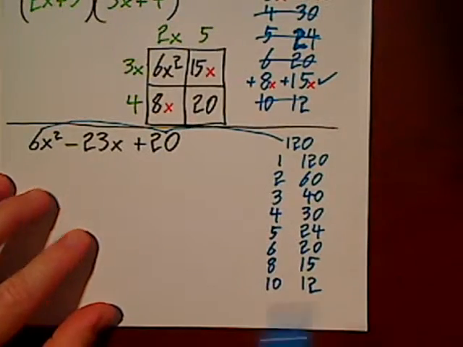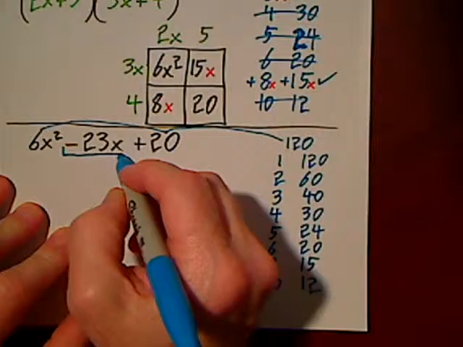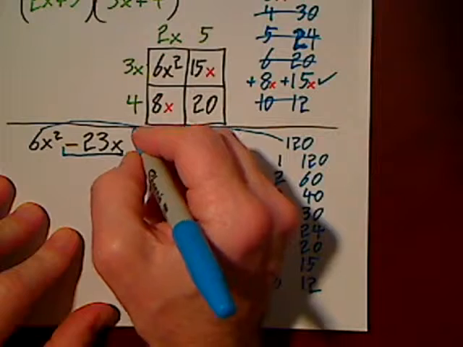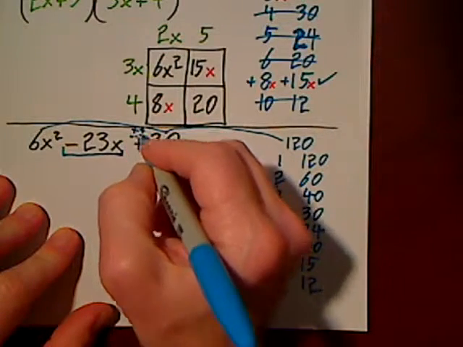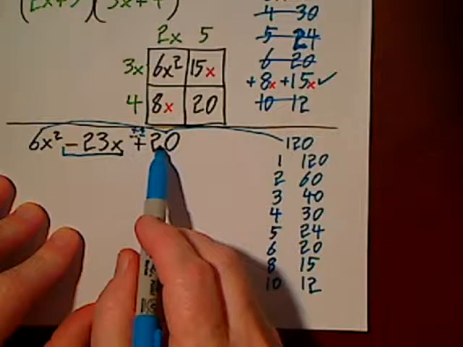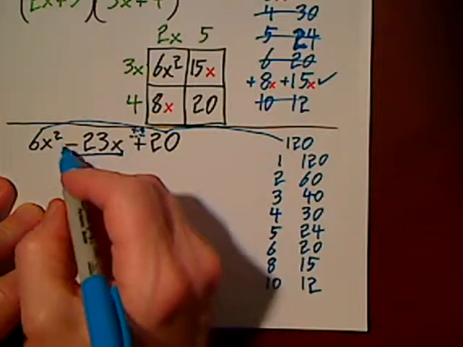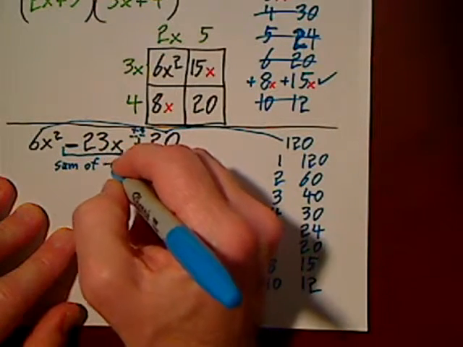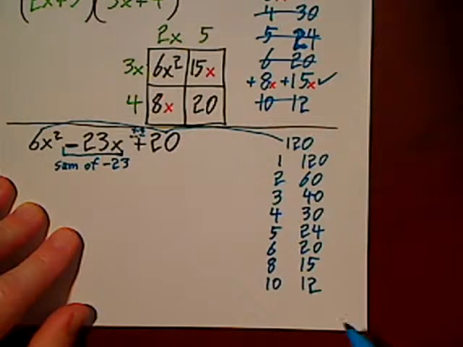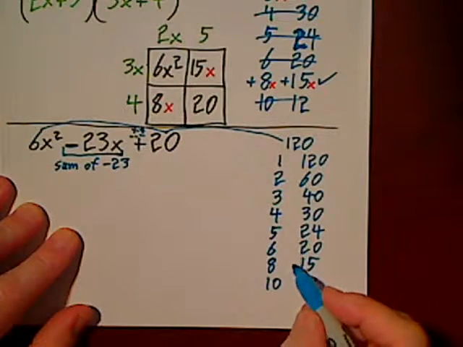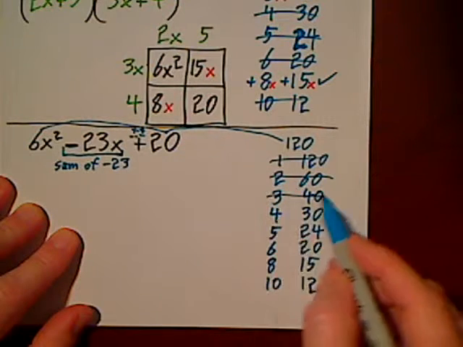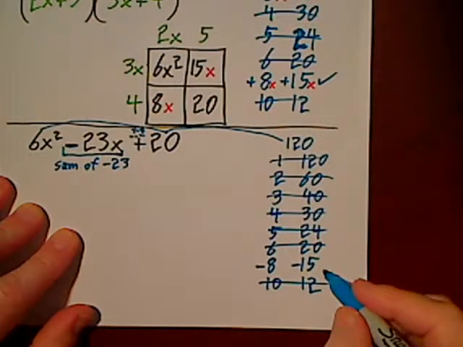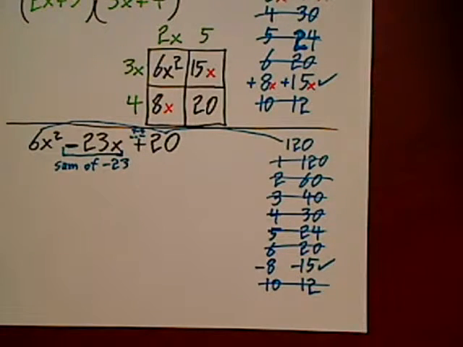All right, so we've listed all the factors, and this time we're looking for a sum because that's positive. Again, it must be positive times positive or negative times negative to get that positive 20. But we want a sum of negative 23. And again, you work your way down the list, none of them will work until you get here. A negative 8, a negative 15, that would give you a negative 23.